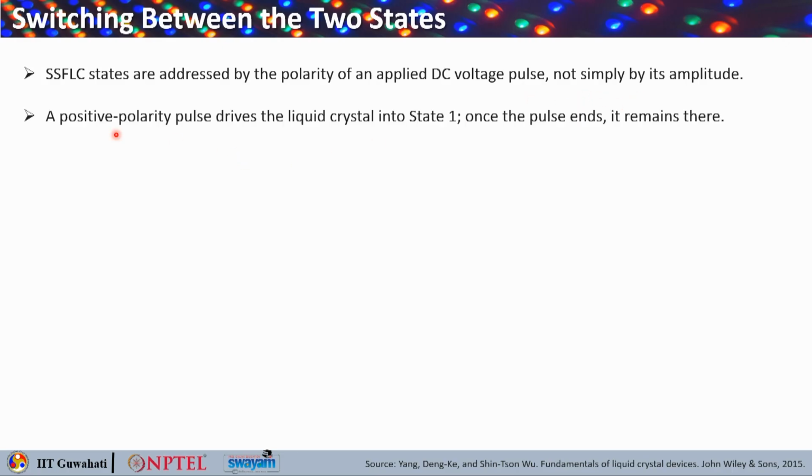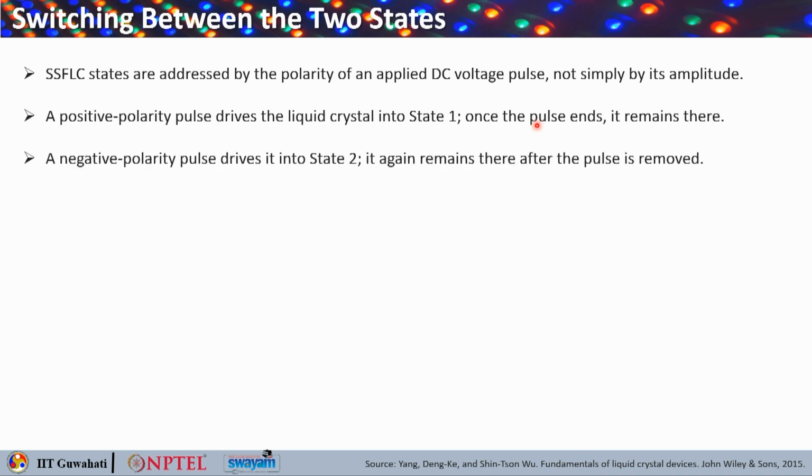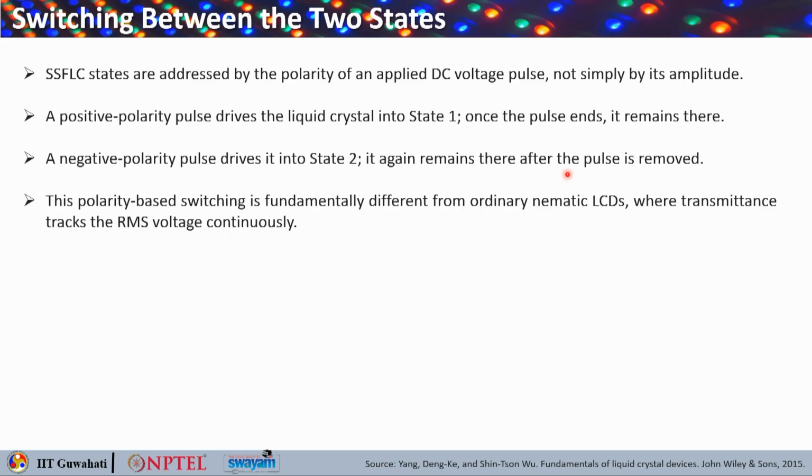So, when you have the positive polarity pulse driving the liquid crystal, you can go into state 1, and once the pulse ends, the state basically stays there. Then if you want to go to state 2, you need to drive this with a negative polarity pulse. So, that will basically drive it into state 2, and it can remain there after the pulse is removed.